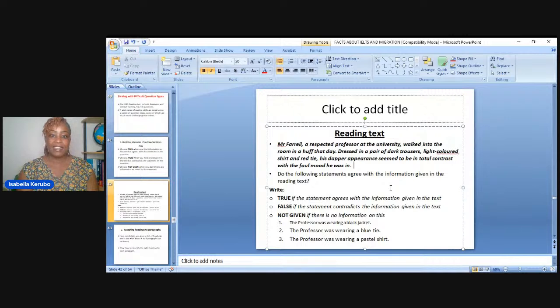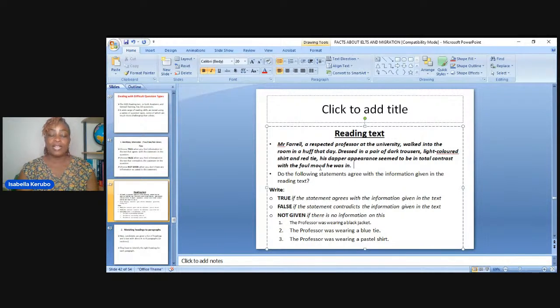Mr. Farrell, a respected professor at the university, walked into the room in a huff that day, dressed in a pair of dark trousers, light-colored shirt, and red tie.